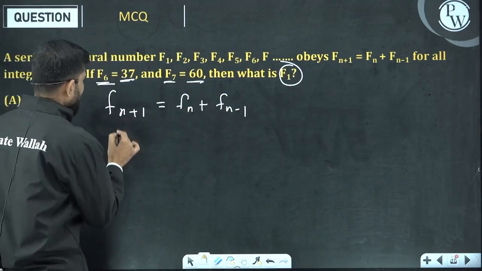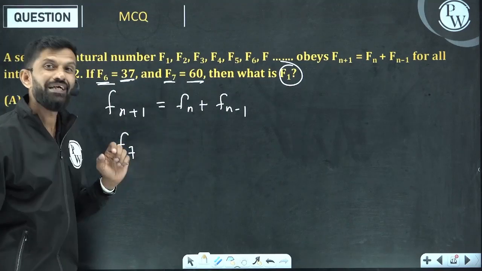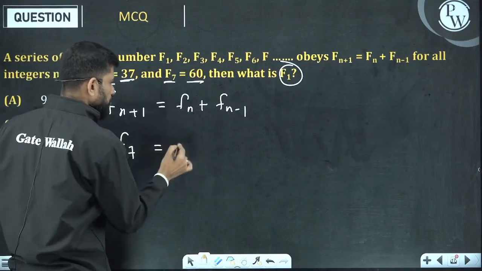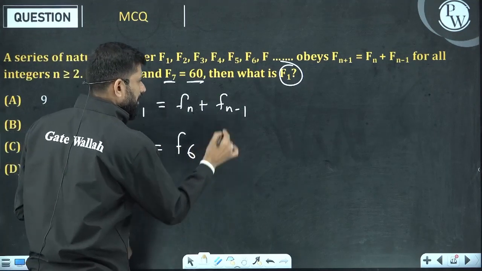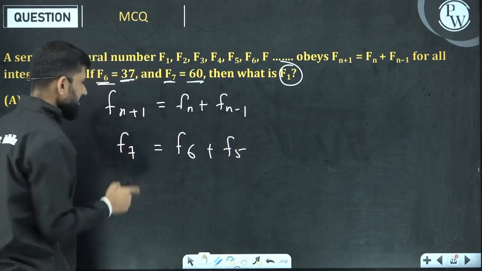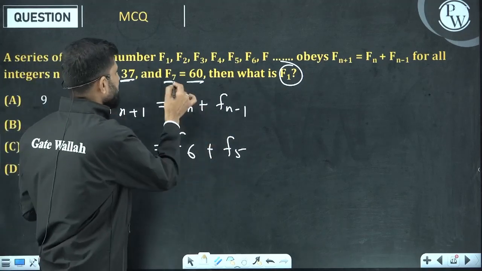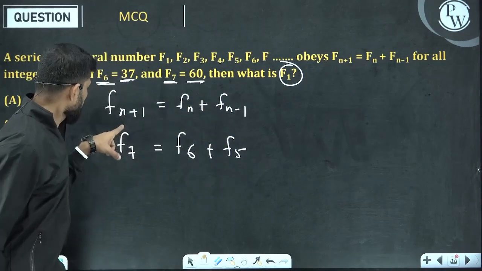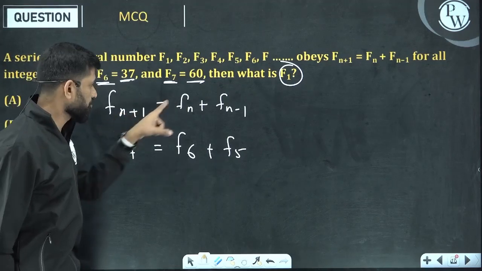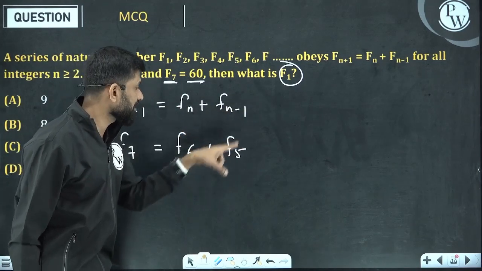First of all, if I write f7 here, what is the n value? It is definitely 6. So f7 is equal to f6 plus f5. Just relate it: f(n+1), I have written f7 because they have given the f7 value. So n is definitely 6, and fn-1 means 6 minus 1, that is f5.